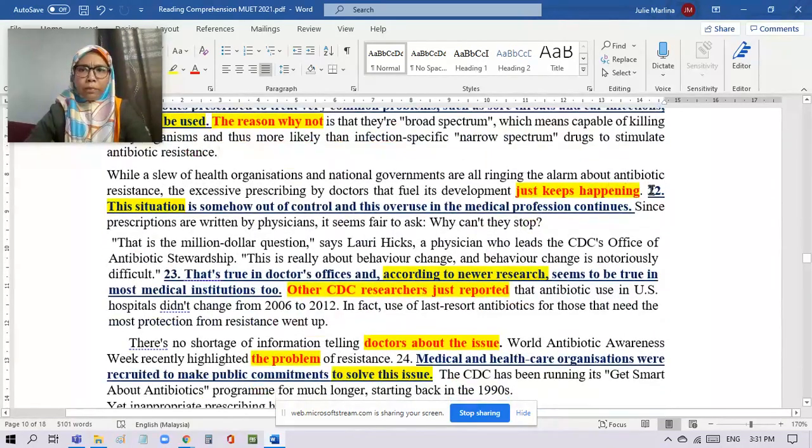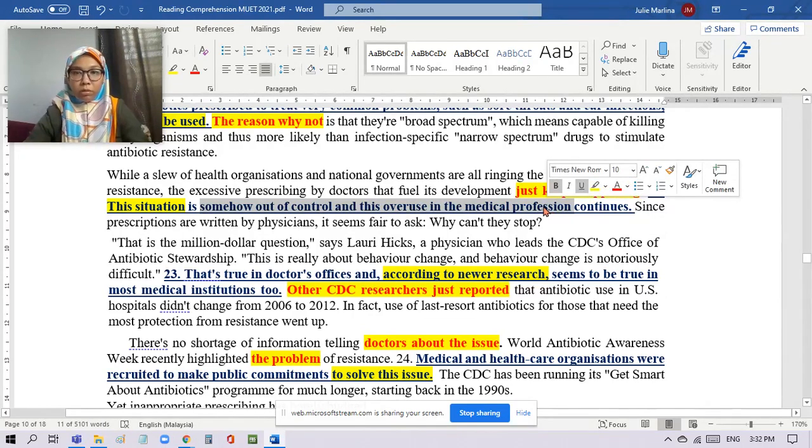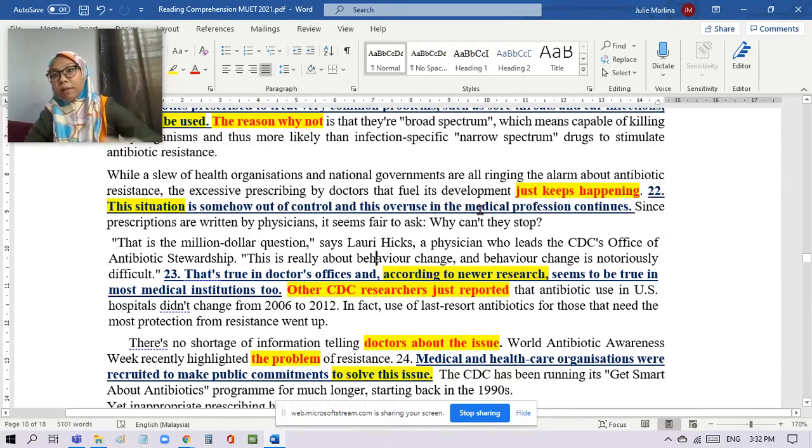Number 22. They keep on talking about doctors using the antibiotic too much. However, there is no use of it. This situation is somehow out of control when they keep on using it but there's no progress, there's no good effect to the patient. So it has become out of control and it has been overused. Again, it's the continuity of the sentences.